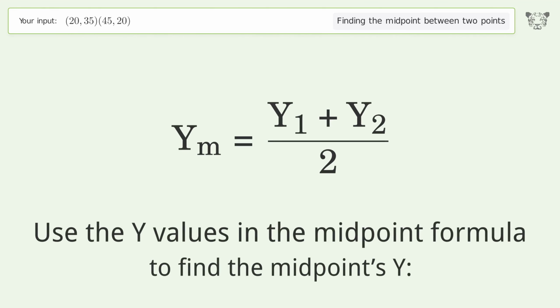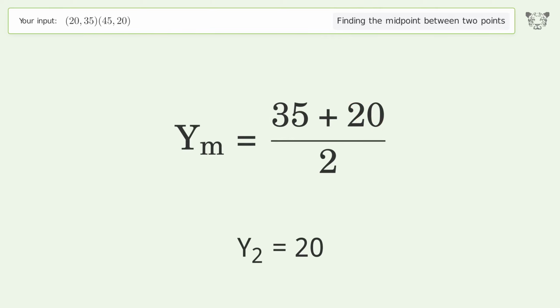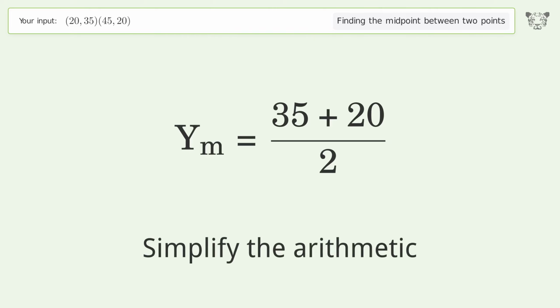Use the y values in the midpoint formula to find the midpoint's y. y1 equals 35. y2 equals 20. Simplify the arithmetic.